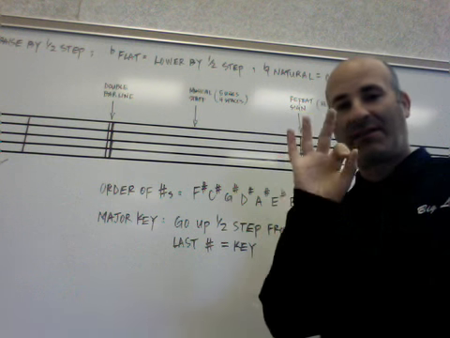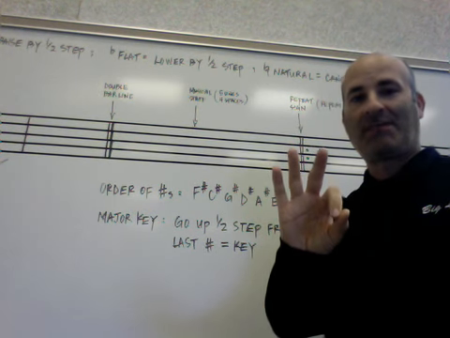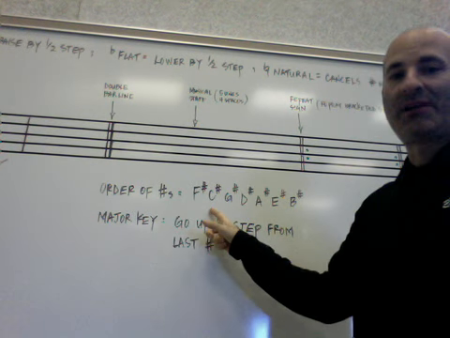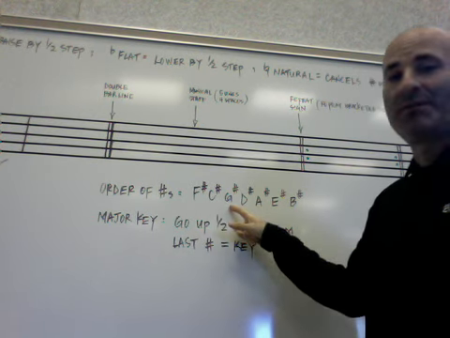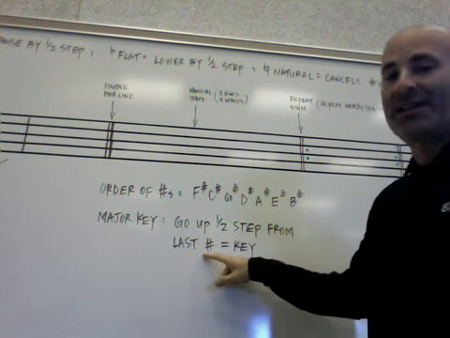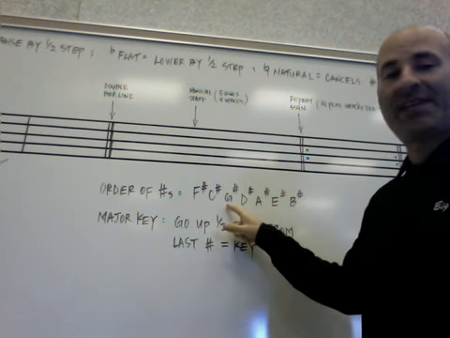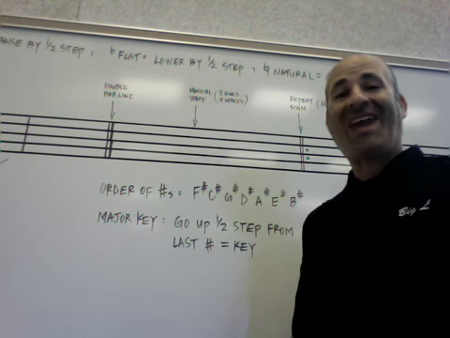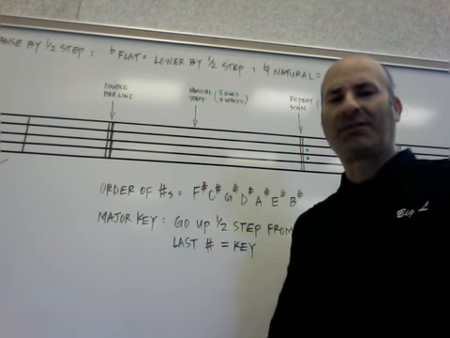If we have 3 sharps in our key, we got to go in order from left to right. F sharp, C sharp, and in this case G sharp is the last sharp. So now we go up a 1/2 step from G sharp, and that takes us to the major key of A major. Let's try another one.